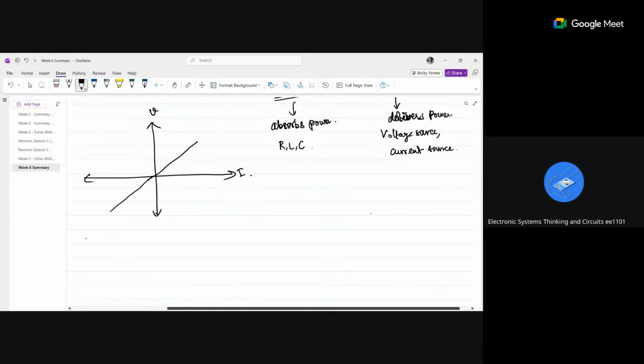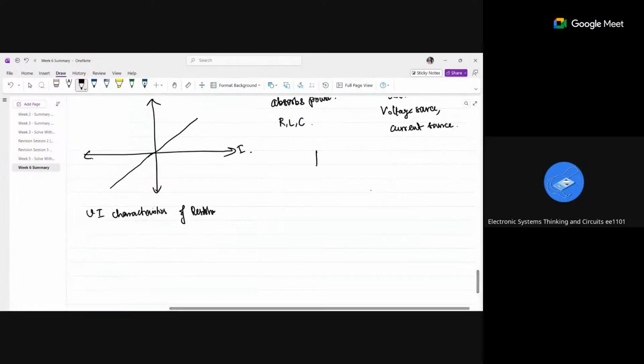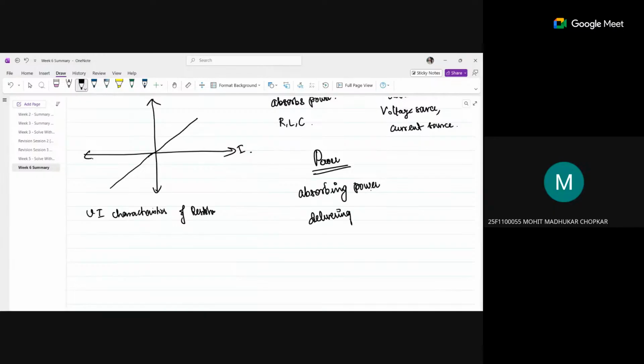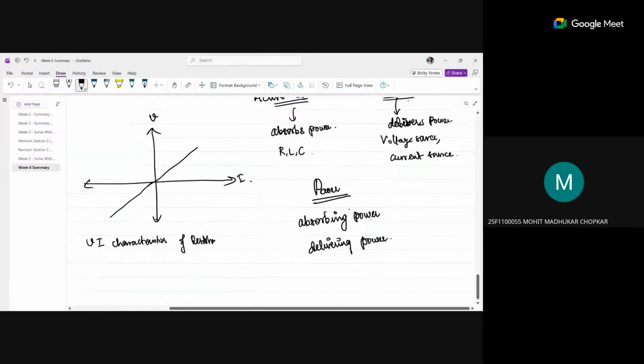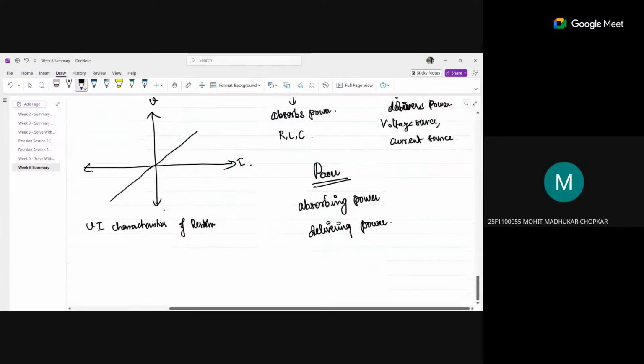About the VI characteristics of a resistor, we will come to that. Before that, we will learn a few things about absorbing power and delivering power. Ma'am, I also did not understand the VI characteristics. Sir and the instructor used to explain VI characteristics, but I did not understand why it is a straight line. Okay, I'll come to that.